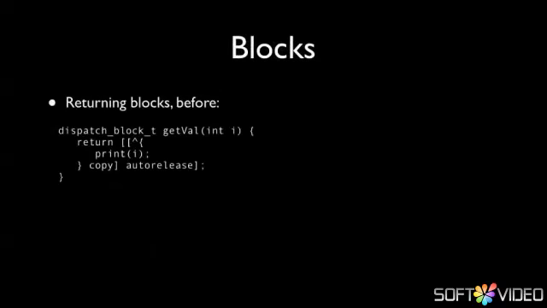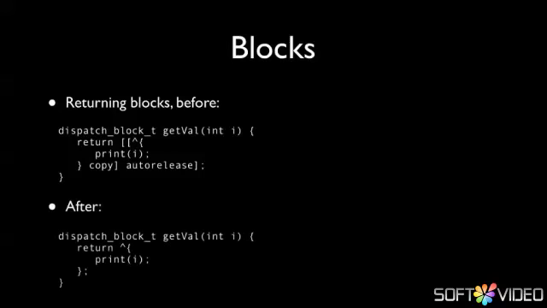Blocks are also impacted by ARC. Before, if you look at this Grand Central Dispatch example, to return a block we would first have to copy it and then explicitly auto-release it. As they're objects, ARC has been designed to work properly with them, and they're now much easier to write, and all of the auto-releasing and tidying up is done for you.